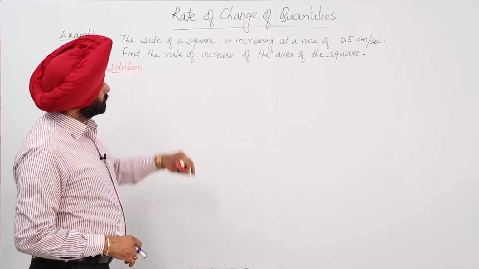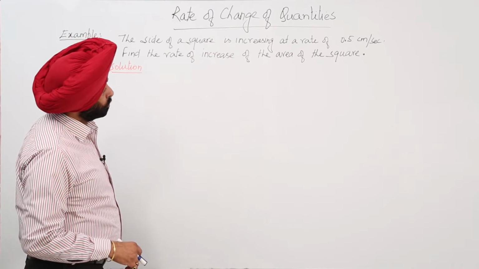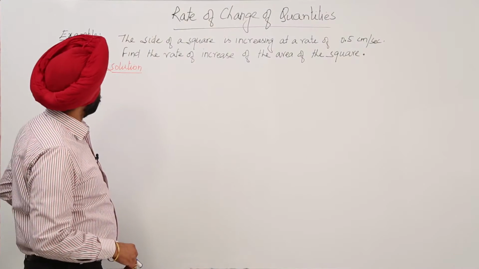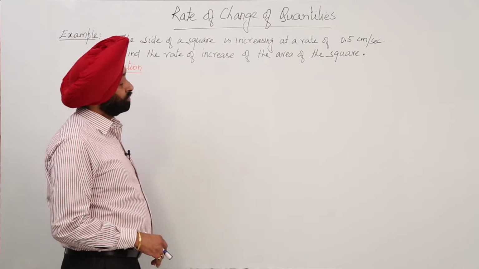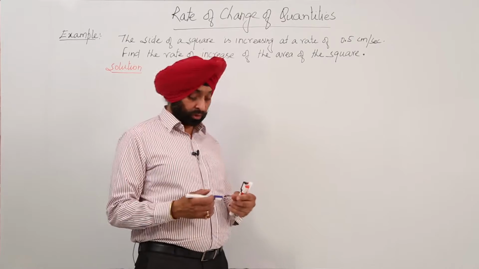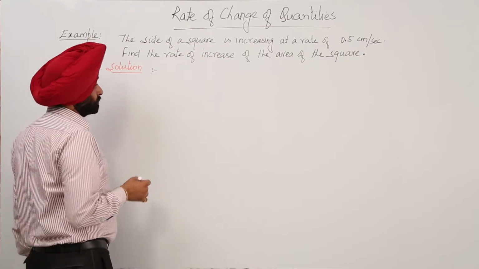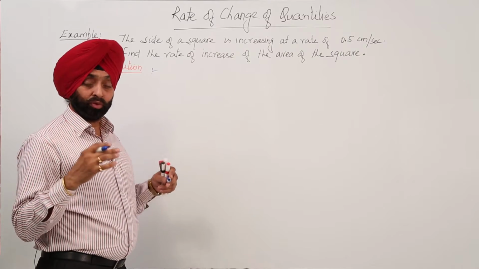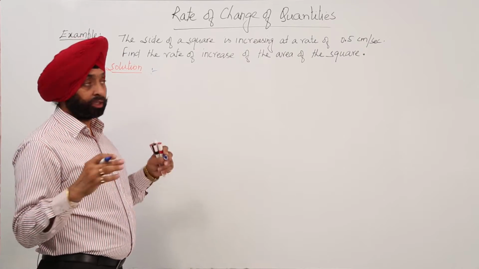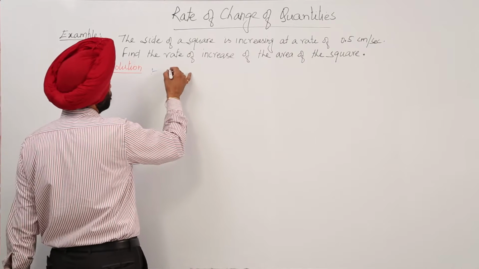The side of a square is increasing at a rate of 0.5 centimeter per second. Find the rate of the increase of the area of the square. Okay. Now, the question is in statement form, so we have to be very careful when writing the statements.